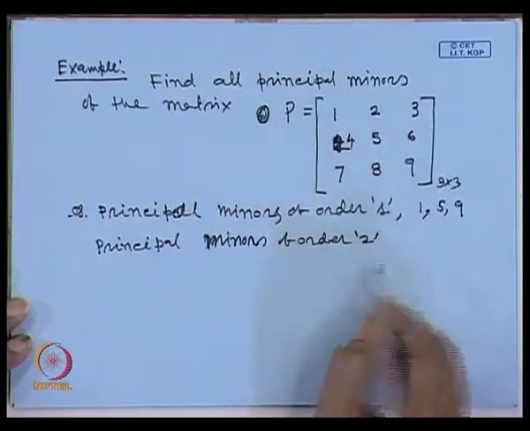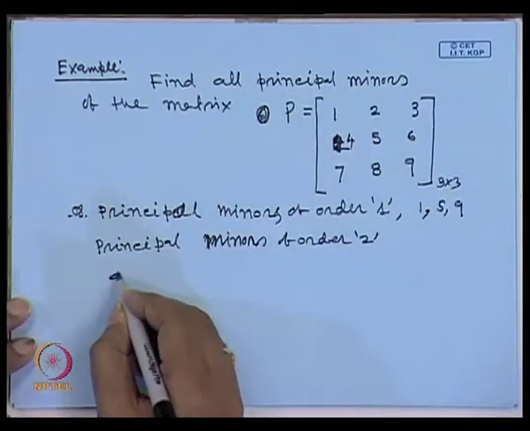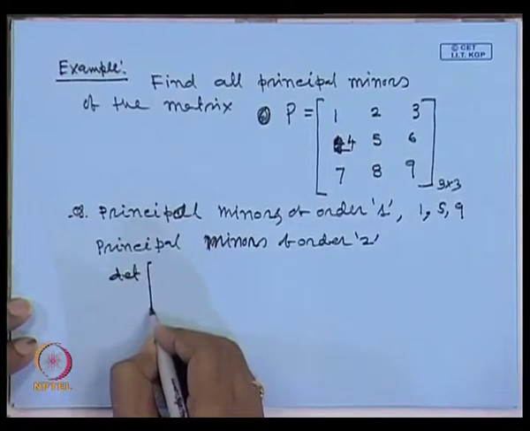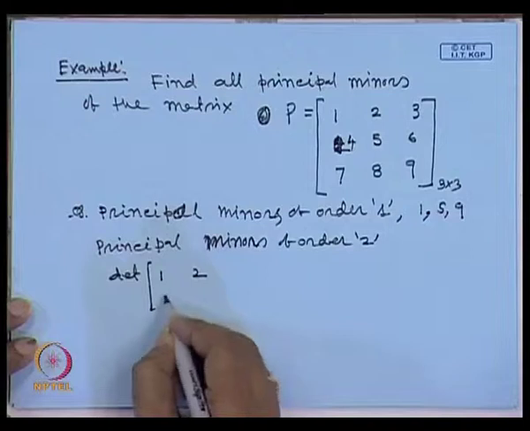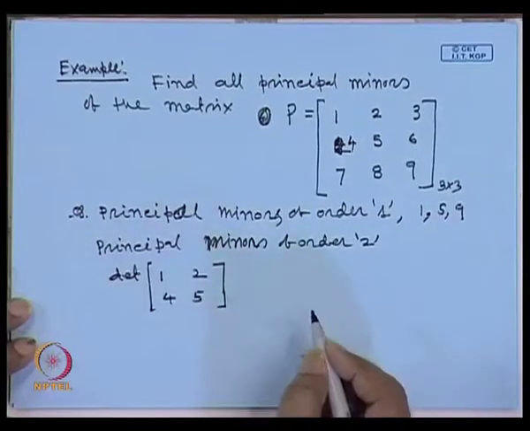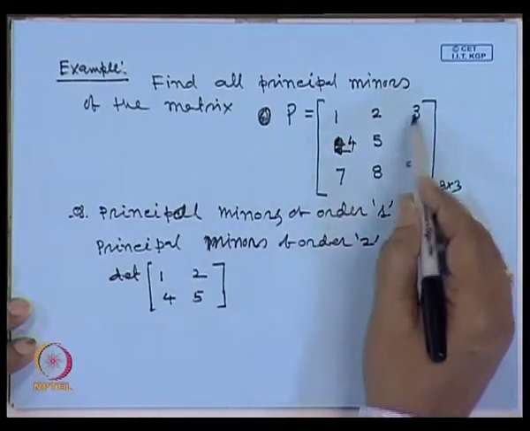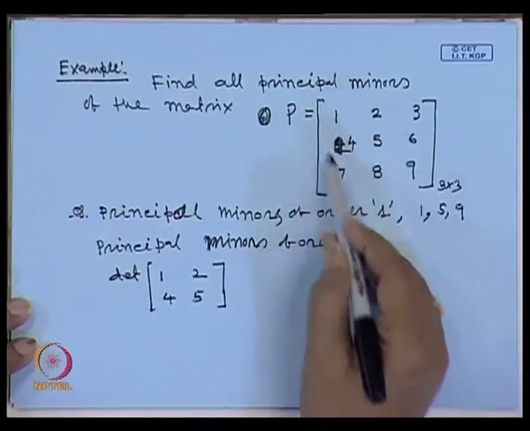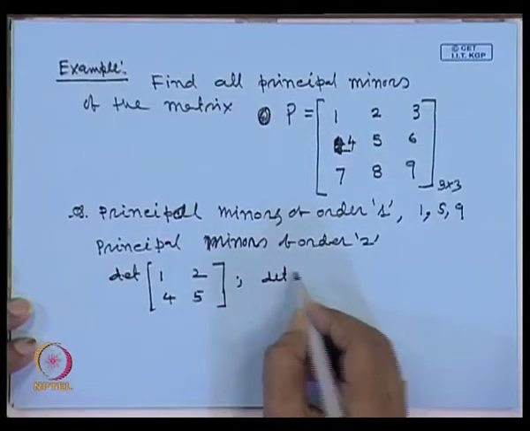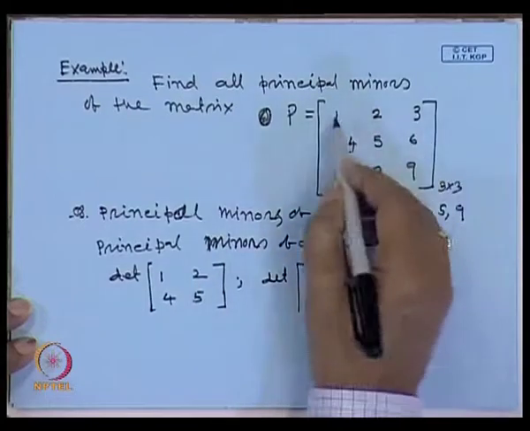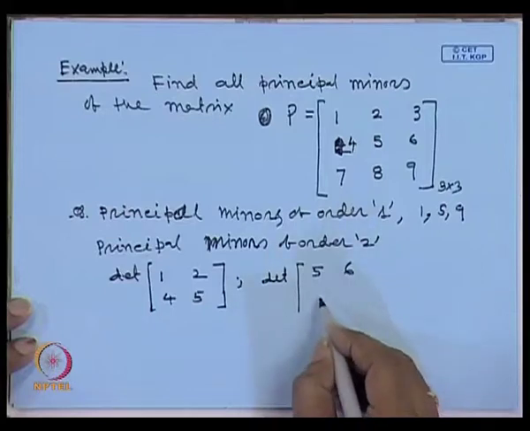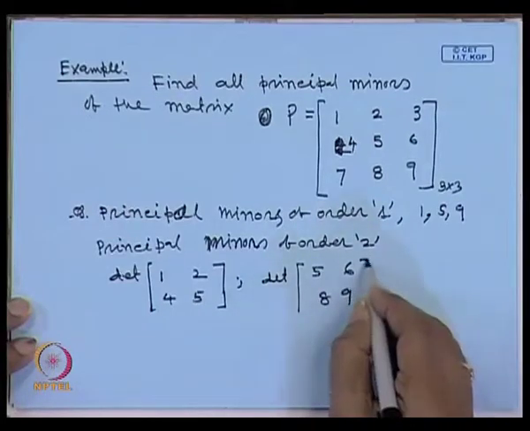So, principal minor is the determinant of 1, 2, 4, 5. This is also one principal minor of order 2. That means, third row, third column you delete it, what is left is this one. Another principal minor of order 2 is the determinant of the matrix when you delete first row, first column, then it is 5, 8, 6, 9, the determinant of this.